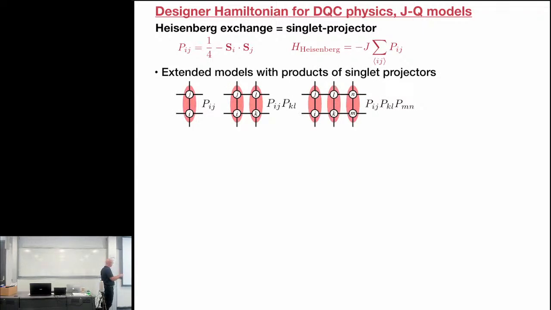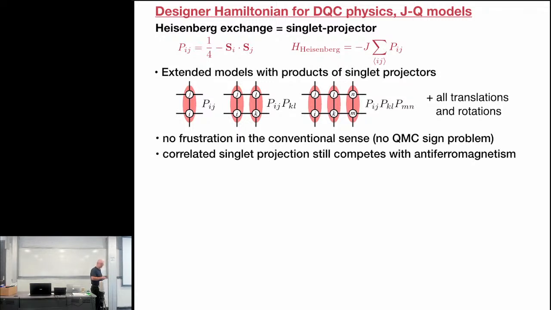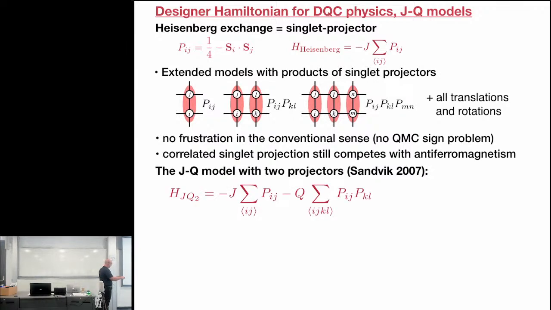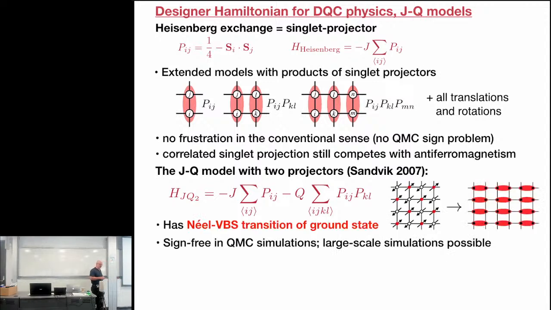So the model I've been studying for too long now has the Heisenberg model and then these products of singlet projectors, and one can do any number of these projectors in products, and we add all translations, rotations, and so on. So we still have the full square lattice symmetry. These one can do with QMC simulations, no sign problems. But these clearly compete against the antiferromagnetic order because it favors these correlated singlets, and of course singlets don't have any antiferromagnetism. So you can imagine that when I add these with a negative sign, we would actually kill the Néel order and go into a columnar VBS, and that turns out to be the case.